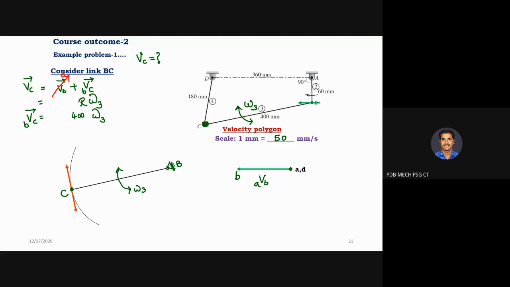Your velocity of C with respect to B is going to act along this direction. It is somewhere on the red color line, but we don't know where. It is indicated like this. So you draw at point B, along this direction. Which is the red color direction? What does the red color indicate?